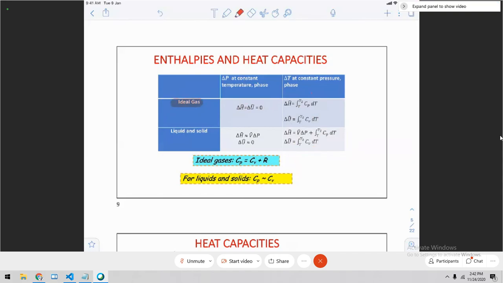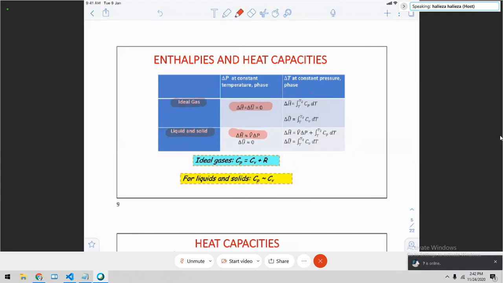Ideal gas, change in pressure. Okay, your delta H is the same as your change in internal energy, and the change in enthalpy is always 0. But when you're looking at liquid and solid, it's not going to be 0. It's going to be the product of specific volume times change in pressure. Okay, when it's liquid or solid and you have a change in pressure, your enthalpy change will not be 0.